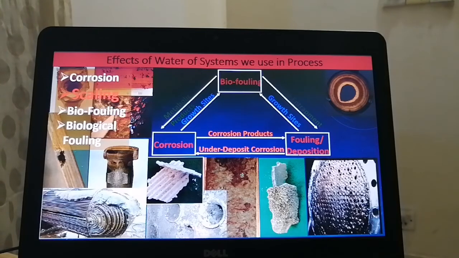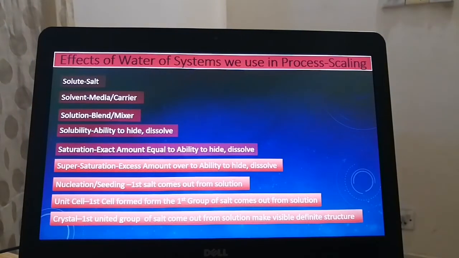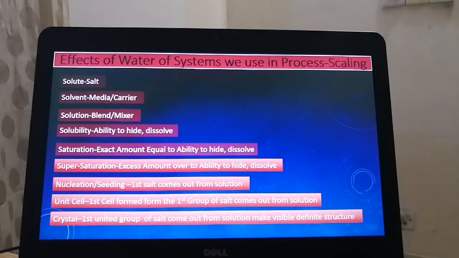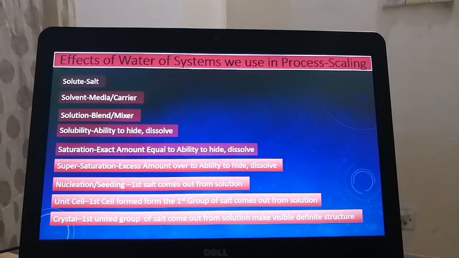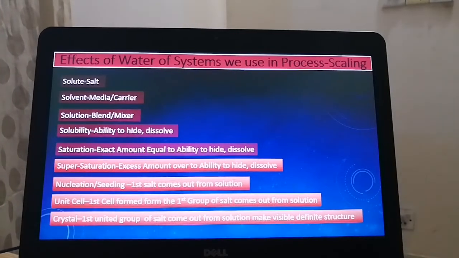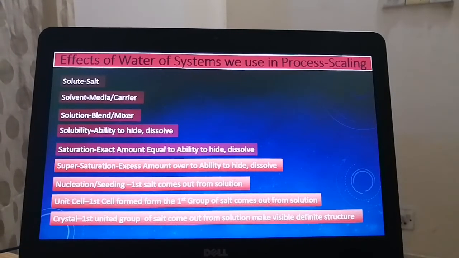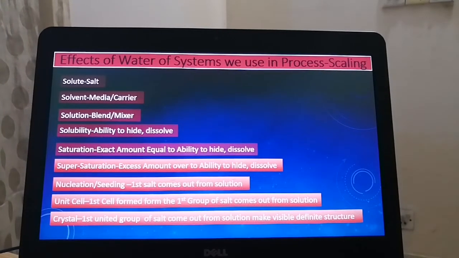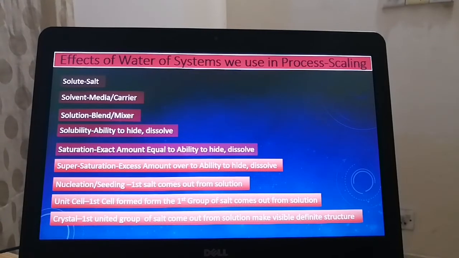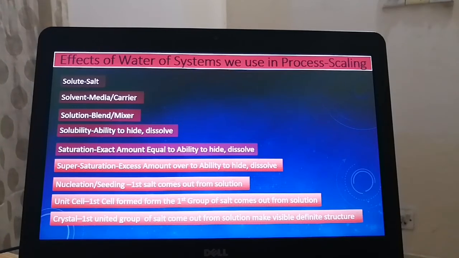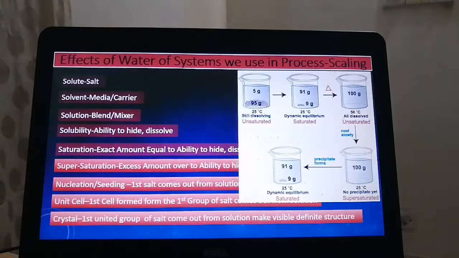So we started discussing scaling. We discussed all the terms and concepts from where scaling started. We discussed from solute to solvent, solution, solubility, saturation, supersaturation, nucleation, unit cell and crystal formation, and then crystal growth. So I request who joined today's class, please watch the 22nd class to understand all this, so that you can clearly understand today's class also.